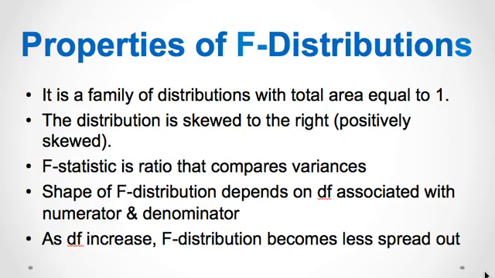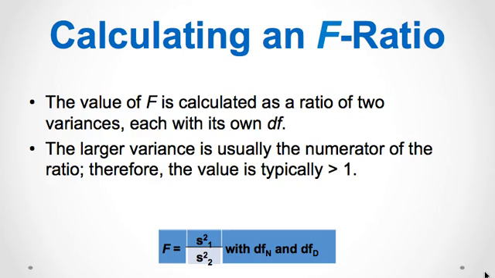The total area of an F distribution equals 1. As degrees of freedom increase, the distribution becomes less spread out. The F statistic is calculated as a ratio of two variances, each with its own degrees of freedom. The larger variance is usually the numerator of the ratio, so the F statistic is usually greater than 1.